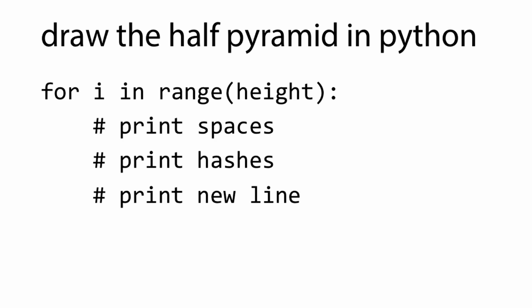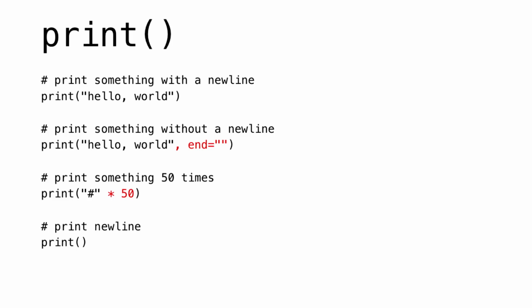So let's just translate that to Python. We would have a for loop for every i in range height. We would print the spaces, print the hashes, and then print a new line. From printf in C, we now use print in Python. By default, print will include a new line after every string. So if we just simply called hello world, then it would print hello world with a new line included.